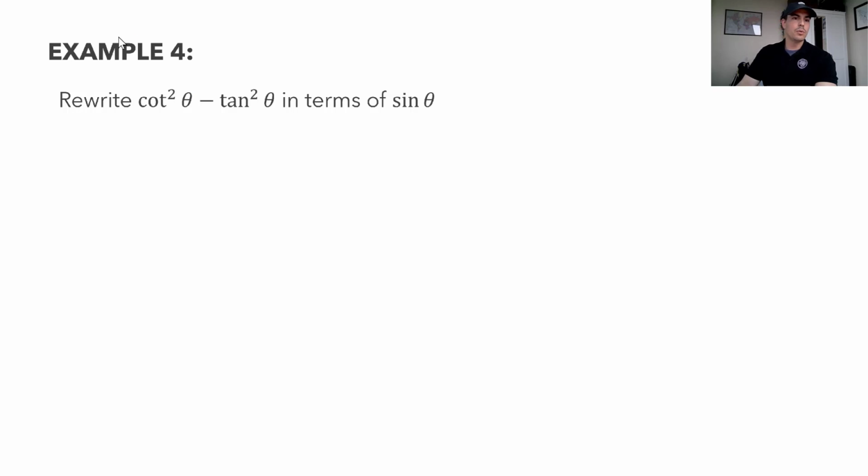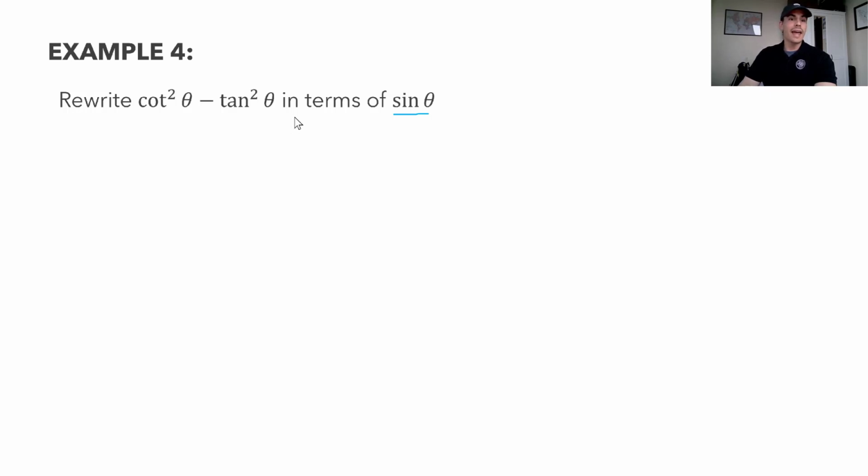All right, fourth example, we are going to rewrite cotangent squared minus tangent squared theta in terms of sine. Now, this is actually a really helpful concept to understand of writing things in terms of, say, sine or cosine, especially when we get into solving trigonometric equations. So I know this seems kind of random, like, well, why do I need to put this in terms of sine? But it is going to be pretty applicable and helpful for us in future examples in this math class and future lessons.